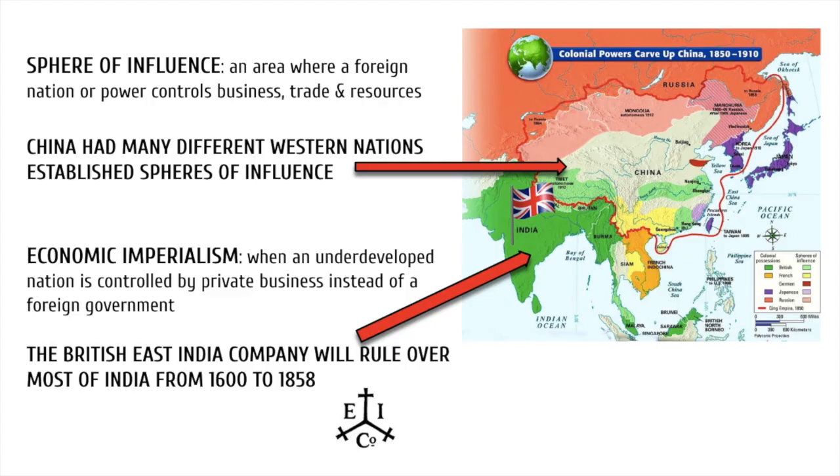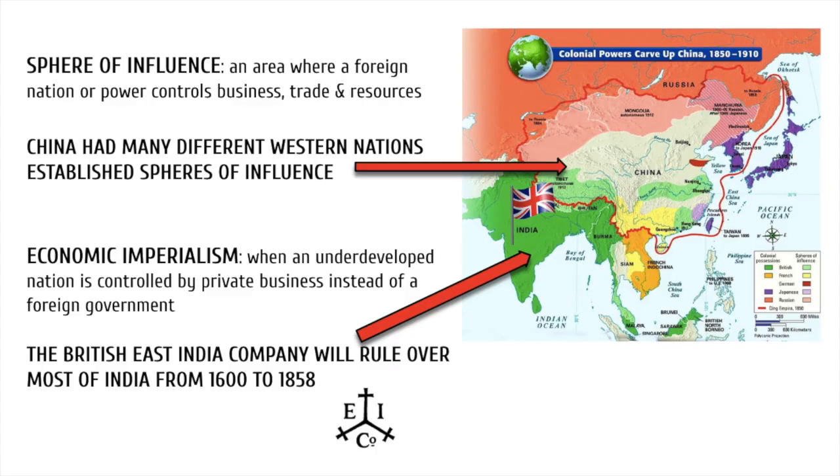Now, this is where a foreign country like an England or a France would go to China, and they would have control over business. They would have control over trade and resources. They wouldn't necessarily control the government per se, but it was more about controlling trade, resources, and business in a specific area. A lot of countries are going to descend upon China and establish spheres of influence there. You can look a little bit more closely at the map if you want to pause the video.